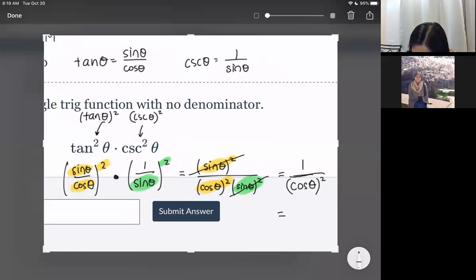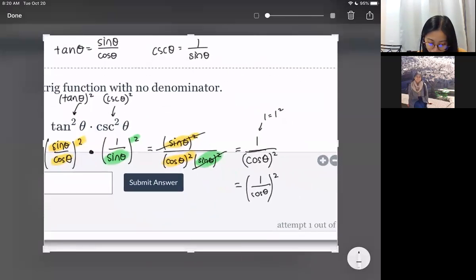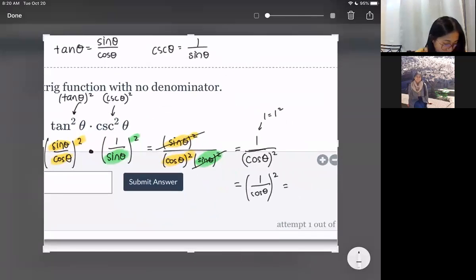So I'm going to rewrite this. This can be rewritten as 1 over cosine theta squared, because technically 1 on the top is the same thing as 1 squared. And then I'm just going to zoom out so I have more space. We know from the beginning and from various times in our notes that 1 over cosine is the same thing as secant. So we have secant theta being squared. And remember, we can write this as secant squared theta. So this would be our final answer.